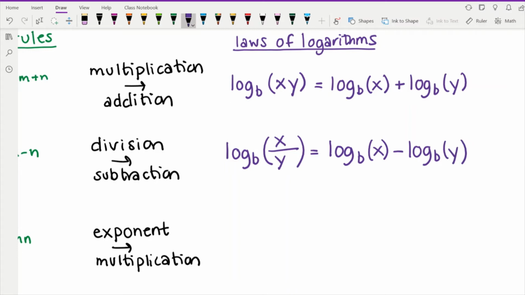And then the last one is about going from an exponent to multiplication. This is going to happen when you have log base b of x raised to a power, so let's just say to the n. The way that you can write that is you can bring this exponent outside of the logarithm, and it's going to be n times log base b of x.